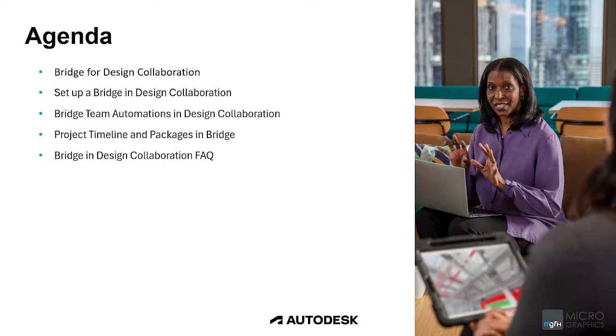We're going to look at how we can set up a bridge in design collaboration, and then we're going to look at how to create a team automation within the design collaboration. That's built around the BIM Level 2 compliancy that Autodesk Construction Cloud was designed around, and so this gives us the ability to bridge in with that, and we'll see how to share our information on a project timeliner and with packages. And then lastly, we'll just have a quick look at the bridge and align collaboration frequently asked questions.